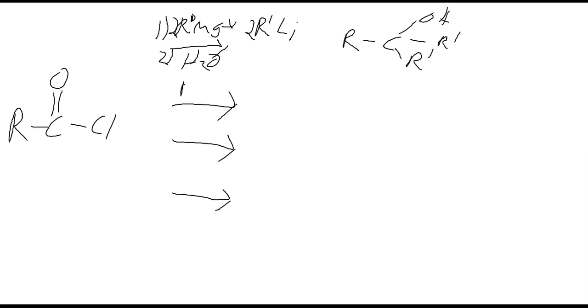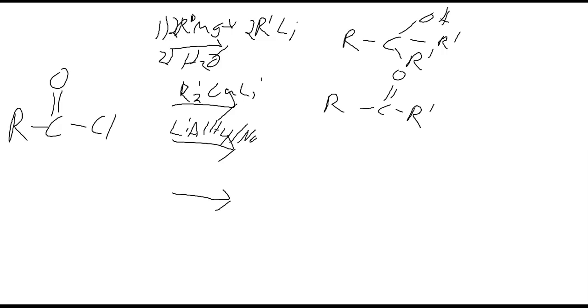If I use the Gilman reagent, when we take the organolithium and mix in copper, we're going to just form our ketone. If I use either lithium aluminum hydride or sodium borohydride, because this is so darn reactive, plus water as the second step, we're going to form a primary alcohol.